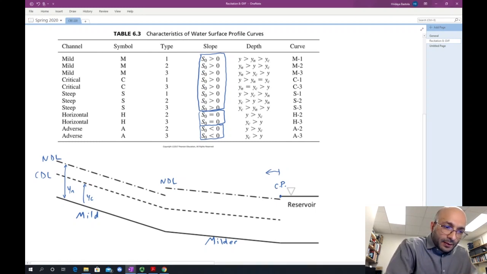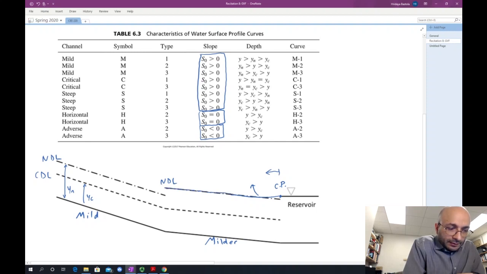So as the water level goes upstream, it meets the normal depth line at a very small angle, looks something like that, and will continue on the normal depth line until something forces it to change the water depth. The curve here falls in region 1 in a mild channel, so that's your M1 curve.